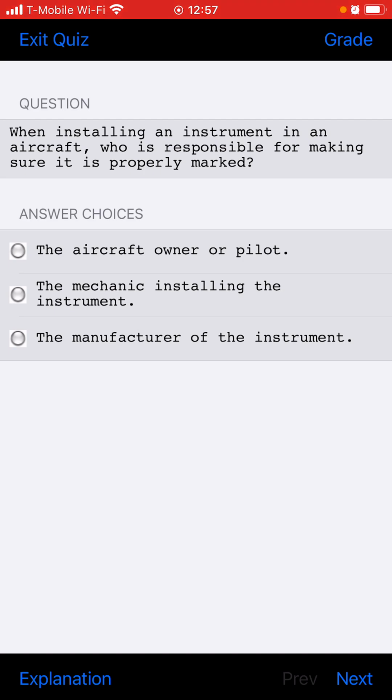What is the name of a unit that prevents the nose wheel from vibrating or oscillating? A shimmy damper.